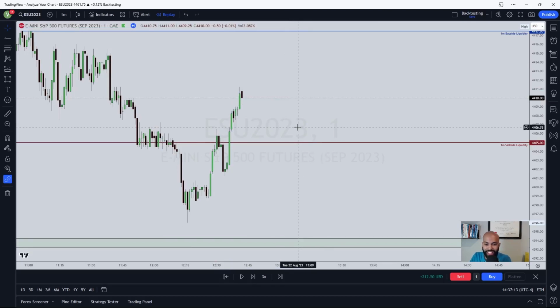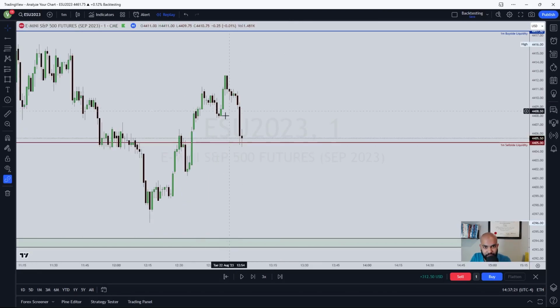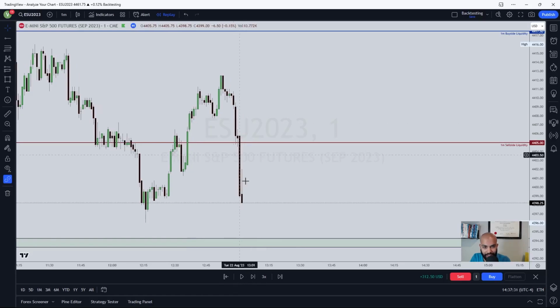So that would be a trade that just goes without you. Right here, swept liquidity. There's a break of structure, but price also came right into this fair value gap, which would have been the target. So nothing here I would have traded and just displacing lower.